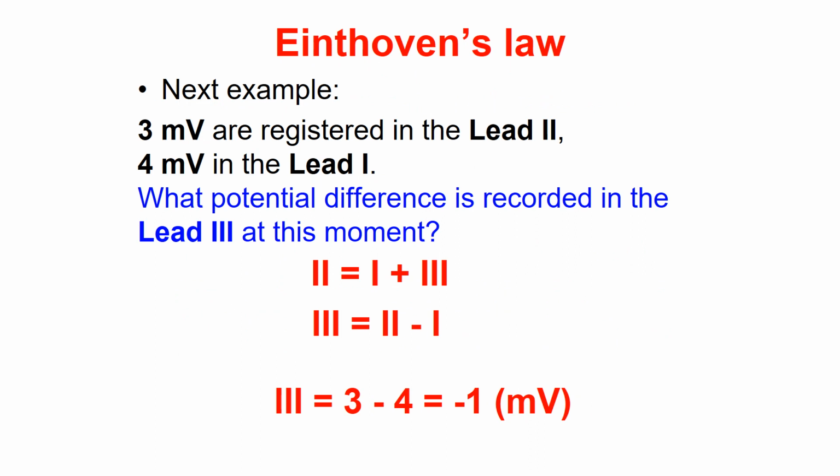Next example. Plus 3 mV are registered in the second lead, plus 4 mV in the first lead. What potential difference is recorded in the third lead at this moment? Lead 2 equals lead 1 plus lead 3. Lead 3 equals lead 2 minus lead 1. Lead 3 equals 3 minus 4 equals minus 1 mV.